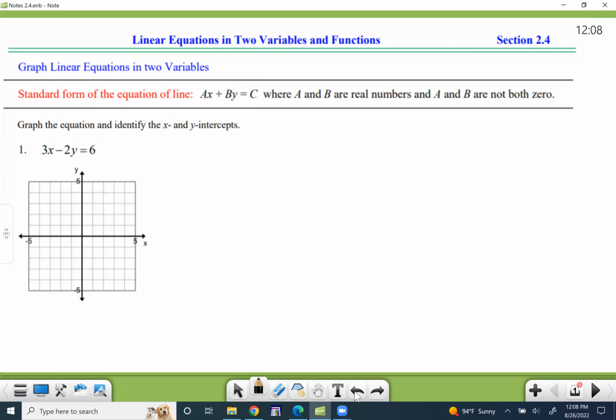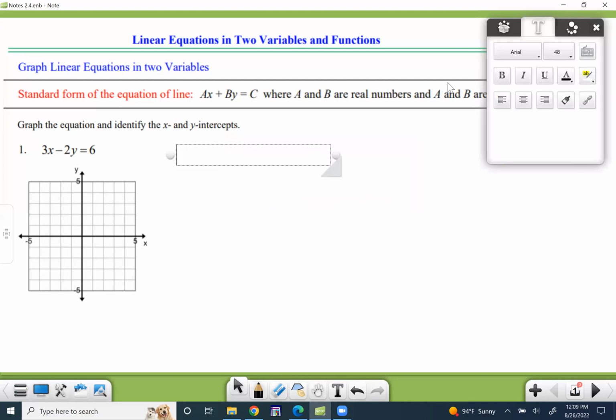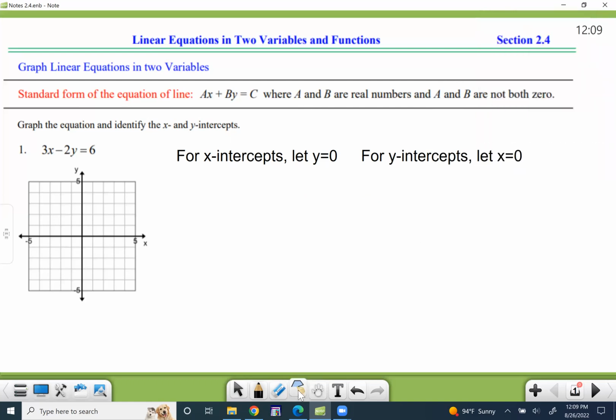Often when it's in that form, a good way to get a quick line is to use x and y intercepts. We already know that to find x-intercepts, you let y be 0, and to find y-intercepts, let x be 0. We've been talking about that quite a bit, so we should be getting pretty good at that now. For x-intercepts, let y equal 0. For y-intercepts, let x equal 0. All right, so let's go ahead and do this.